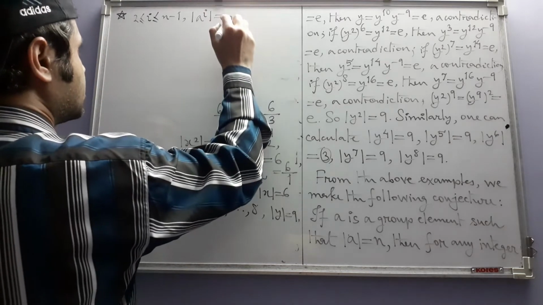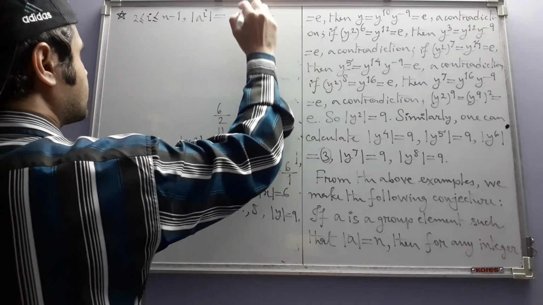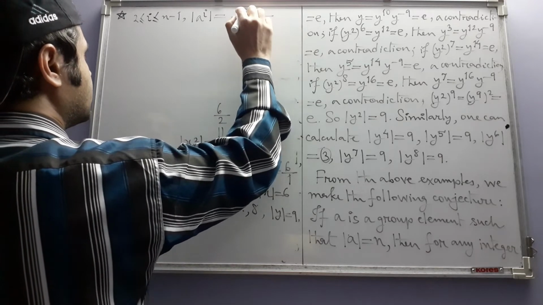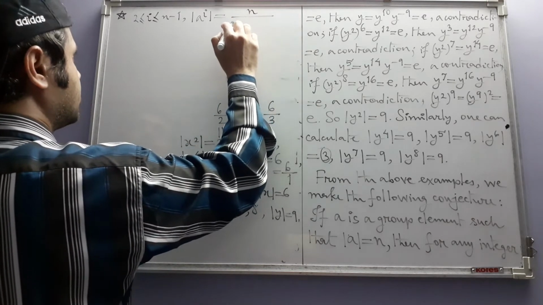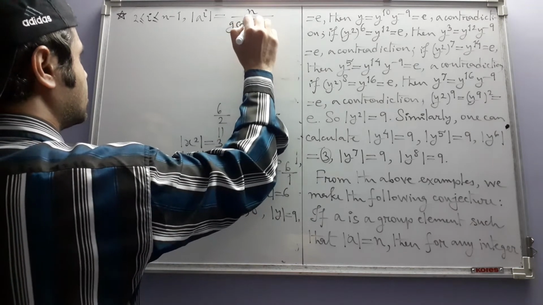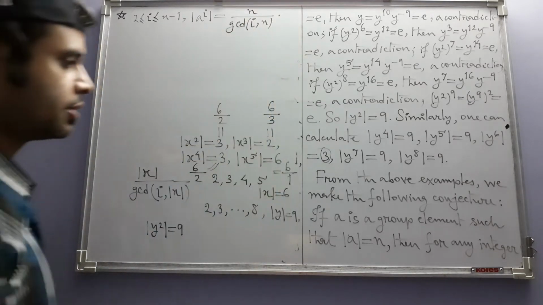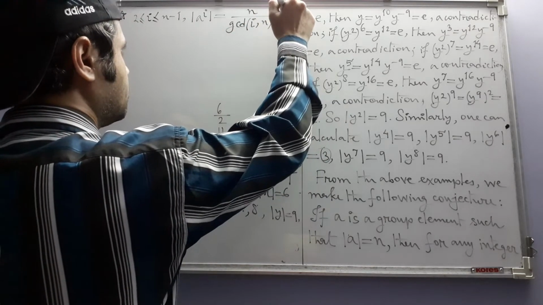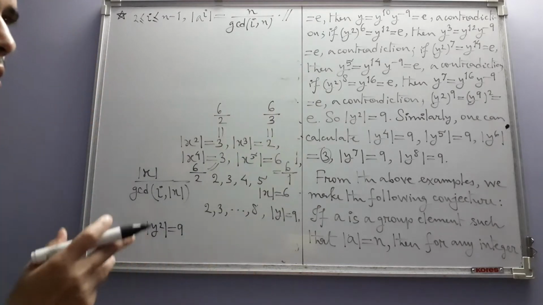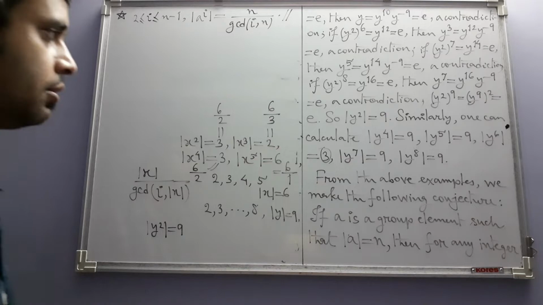So our conjecture is this. Order of A, which is n, divided by the greatest common divisor of I and n. This is our conjecture, which of course it is a conjecture because we are not going to prove it. We are just guessing that this is the case based on these examples.